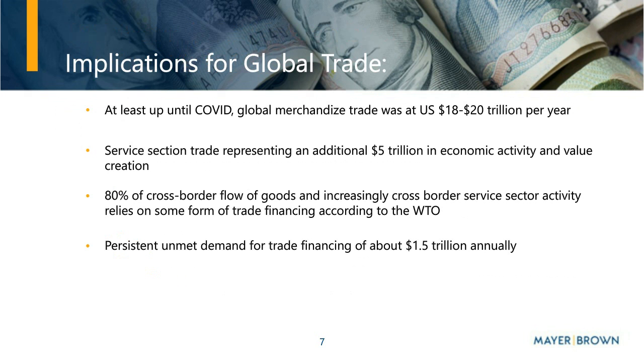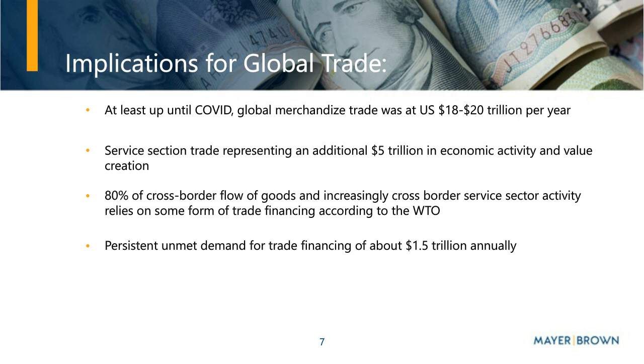Giving some context and stepping back and looking at the global macroeconomic setting here. Some statistics from the Asia Development Bank and other sources show that at least pre-COVID, global merchandise trade was at U.S. $18 to $20 trillion per year. The service sector trade, provision of services cross-border, represented an additional $5 trillion in economic activity and value creation.